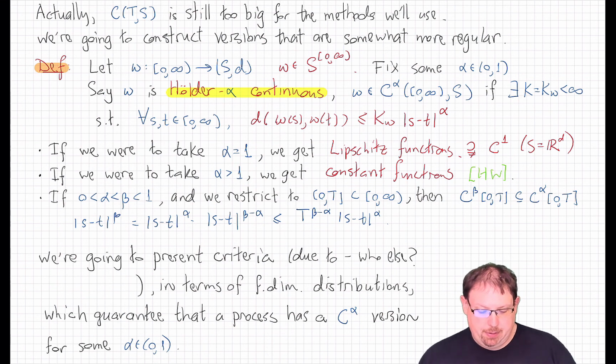Now here's our game plan. In the next 2 lectures, we're going to present criteria in terms purely of the finite dimensional distributions of a stochastic process, which guarantee that the process has a C alpha version for some alpha. Those criteria are due to who else? Kolmogorov. And in order to understand and even state those criteria, we first need to take a diversion to the land of dyadic rational numbers.